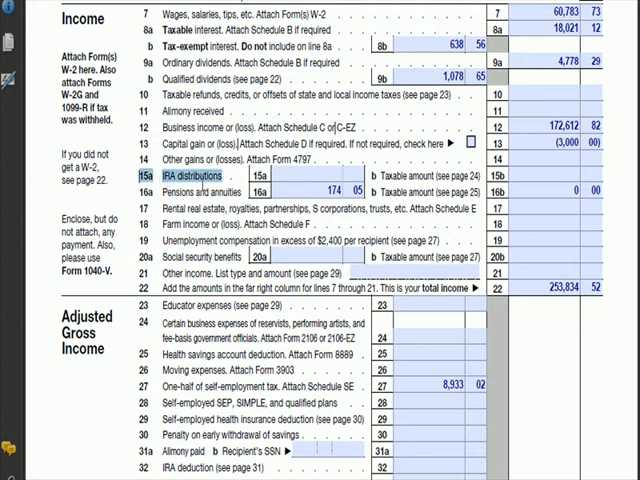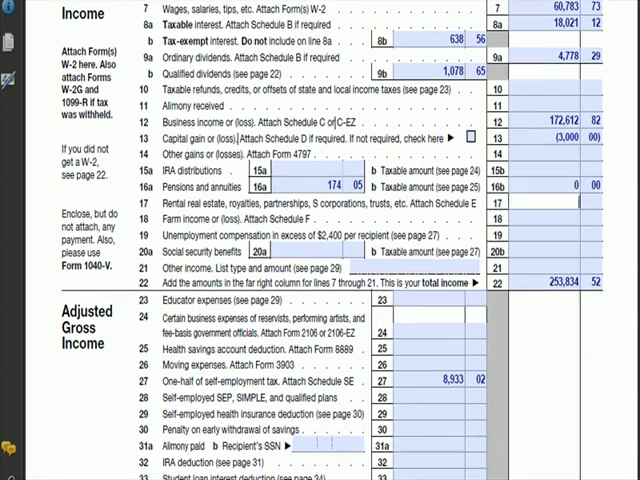Lines 15 and 16 are important because this has to do with income that you're getting from various retirement vehicles. Individual retirement accounts, IRAs, pensions, annuities. There's a little bit of income here. None of it for this taxpayer is taxable, and so it adds up to about $254,000 in income.